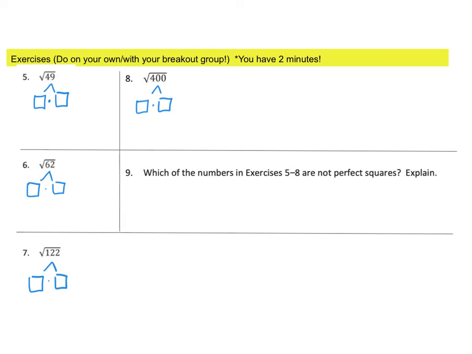All right, coming back. For number 5, should have been pretty simple for you. You should have determined that 7 times 7 is 49. So my answer for this is 7, and it's a perfect square.